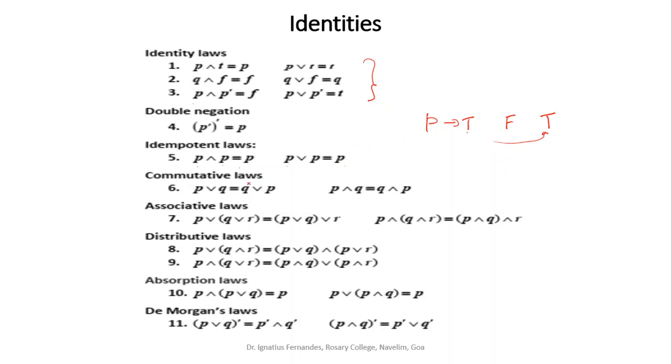Then we have commutative laws. P or Q is the same as Q or P. These rules are the same as how we have in number theory, addition and multiplication. The same way A plus B is the same as B plus A, that sort of thing. A into B is the same as B into A, A multiplied by B is the same as B multiplied by A, that sort of thing.